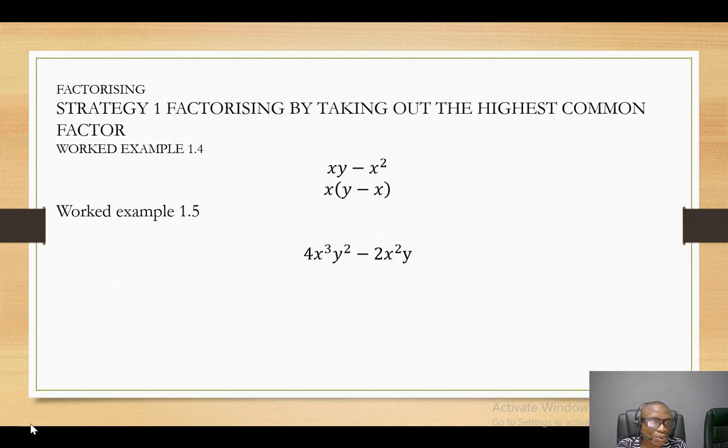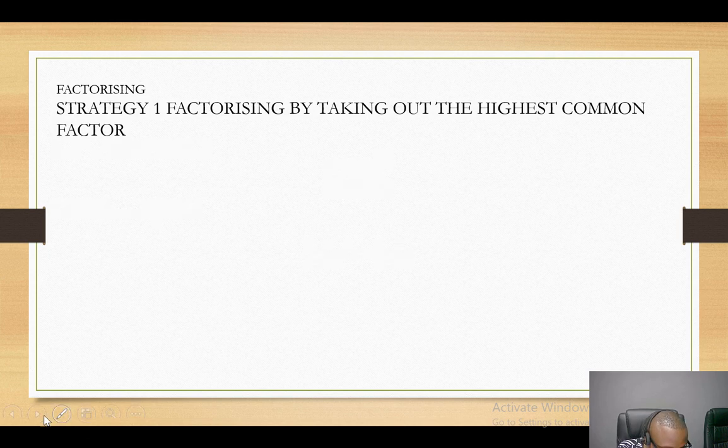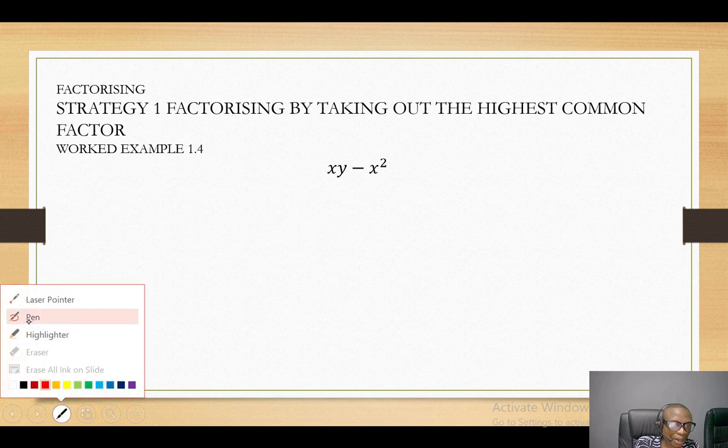So I want us to look at factorizing. The first style of factorizing, we're going to factorize by taking out the highest common factor. So let me give you an example. Let's say you've got xy minus x squared. So you have this expression of two terms, xy minus x squared. My first term is xy.